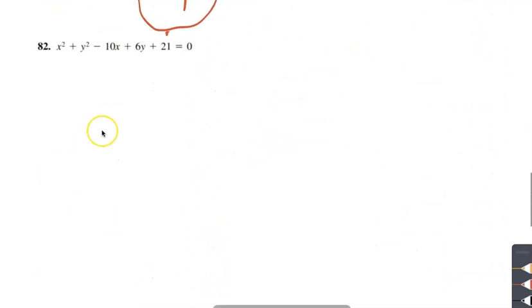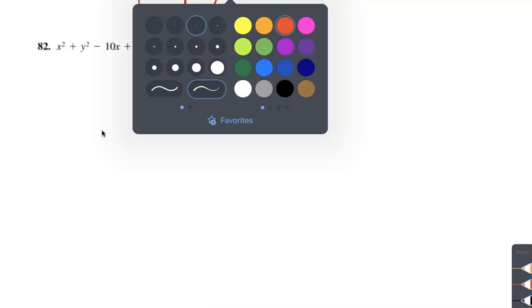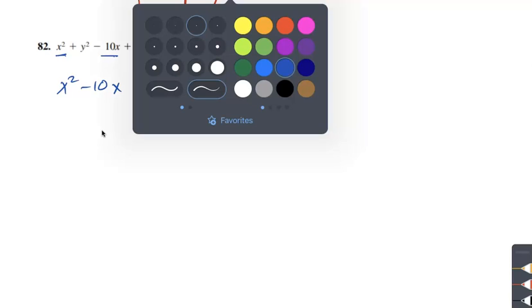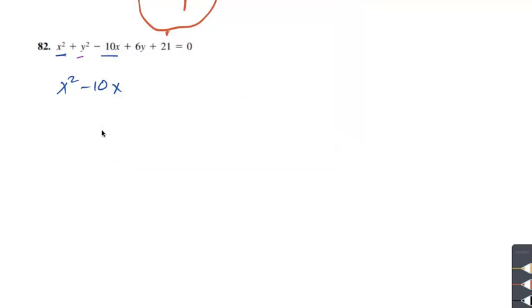So let's do another one. We're going to practice completing the square. That's kind of the main goal. The circle part's easy. Completing the square is the thing I want you to review. So we're going to rewrite it. I want to put all the x's together: x squared minus 10x. I'm going to put all the y's together, so plus y squared plus 6y.